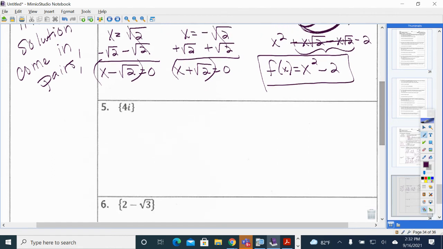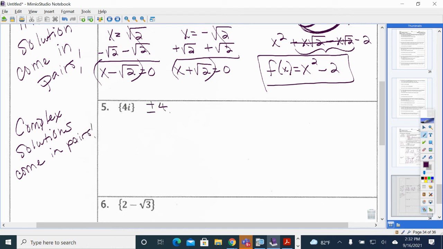Number 5, very similar. These are complex solutions. They also come in pairs. So again, it's a positive and a negative 4i. So x equals a positive 4i and x equals negative 4i. Opposite operations, minus 4i. That goes away, and I have x minus 4i equals 0.